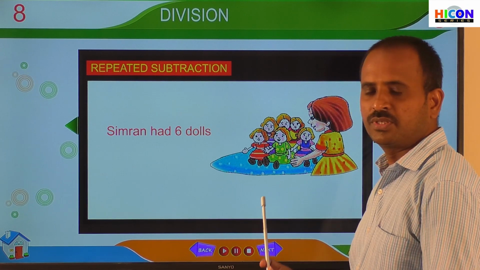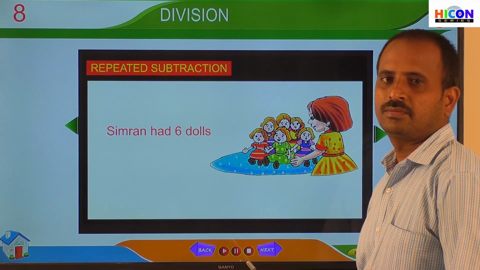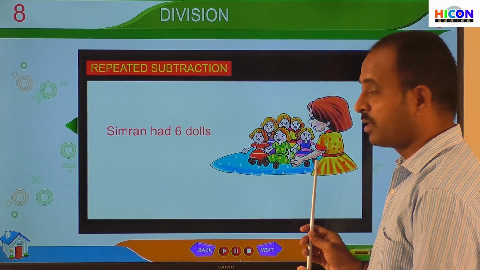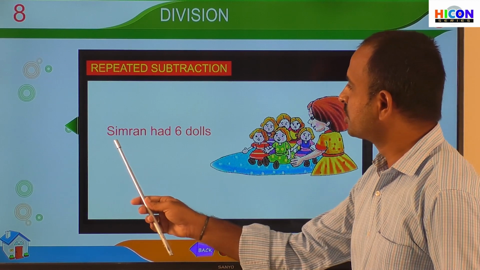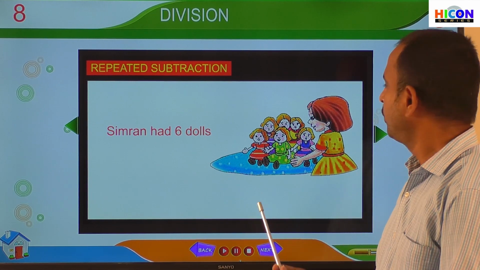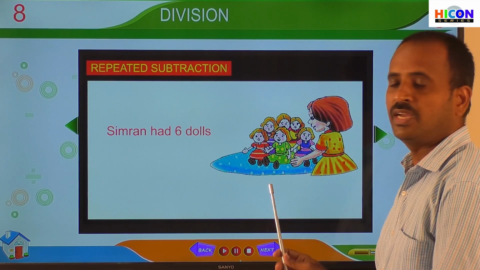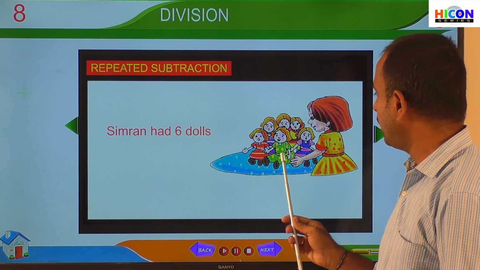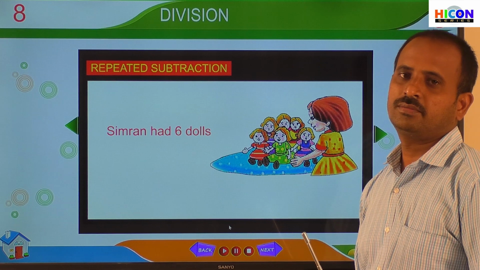So children, look at the picture. What are you observing here? You are observing some dolls and a girl, Simran. The girl Simran is playing with the dolls. And how many dolls does she have? If you look at the picture and start counting how many dolls she has, that is 1, 2, 3, 4, 5 and 6. So Simran had 6 dolls.